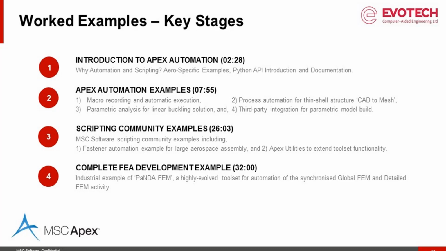Then we'll move on to a couple of Apex automation examples, so starting with macro recording and automatic execution for a simple example. Then we'll move on to process automation for a thin shell structure process looking at the CAD to mesh activity. Then we'll move on to a parametric analysis for linear buckling solution, and then finally looking at third-party integration for a parametric model build, in this particular case looking at Apex and the integration with Microsoft Excel.